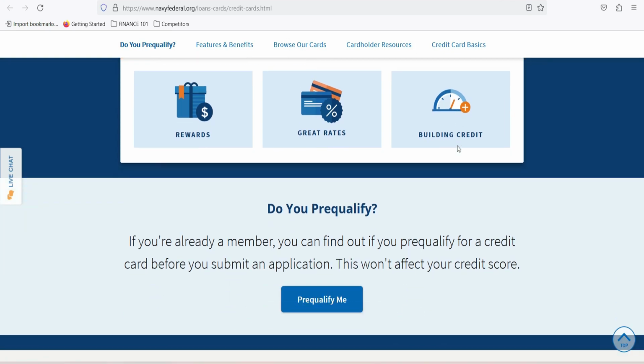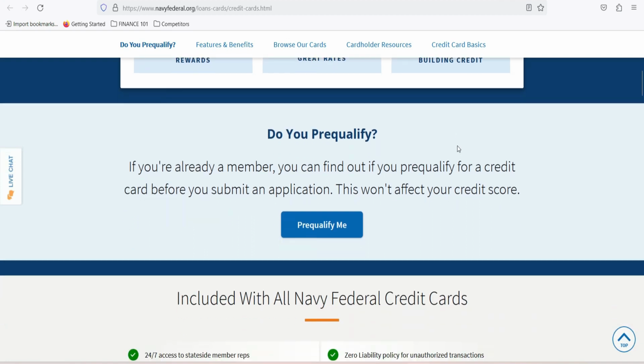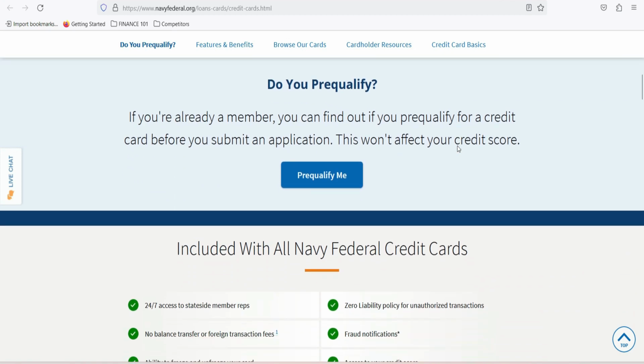Steps to secure a $25,000 Navy Federal Credit Union credit card. 1. Become a Navy Federal Credit Union member. To apply for a credit card with Navy Federal, you must be a member of the credit union. Membership is typically open to active duty members of the military, veterans, Department of Defense, DoD civilians, and their family members. Joining Navy Federal Credit Union involves establishing your eligibility and opening a savings account with a minimum deposit.